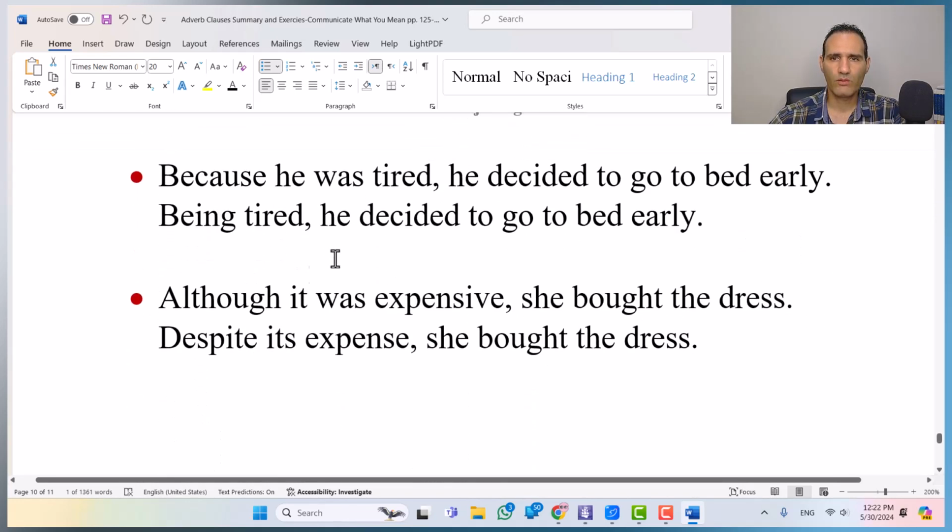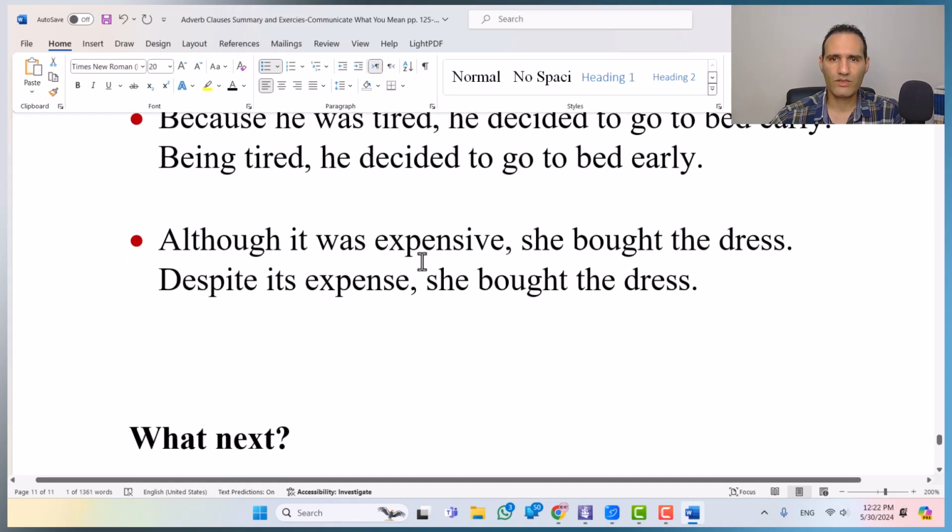And because he was tired, he decided to go to bed early. Being tired, he decided, this is what we had before. And although it was expensive, she bought. Despite its expense or its cost, she bought the dress.